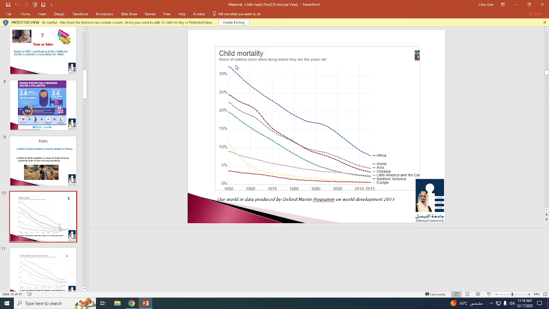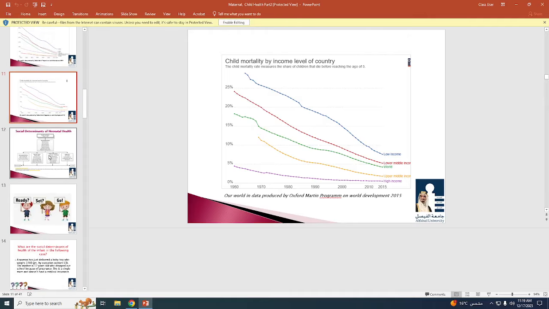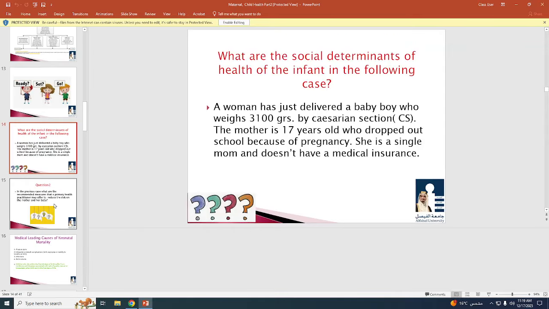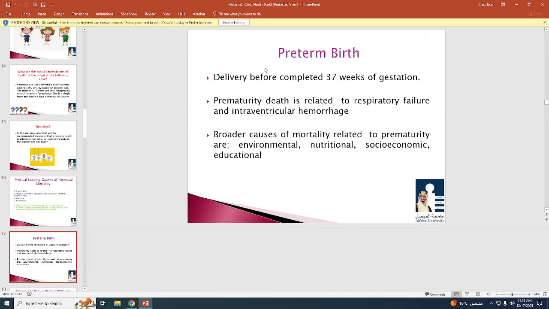Child mortality is becoming less. Where do we still witness child mortality the highest? In low income countries or developing countries. Okay, this is very important. Again, this is important: what are the social determinants of neonatal health? Medical leading causes of neonatal mortality. What are the leading causes? For instance, preterm.